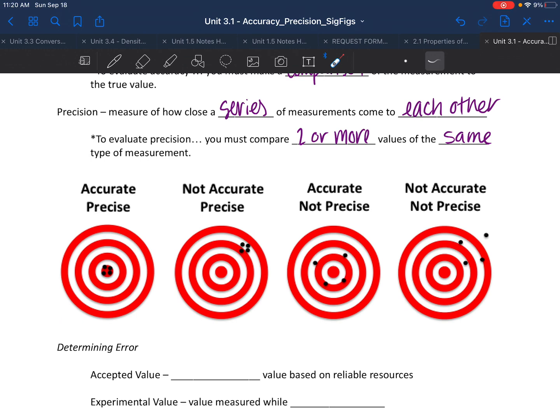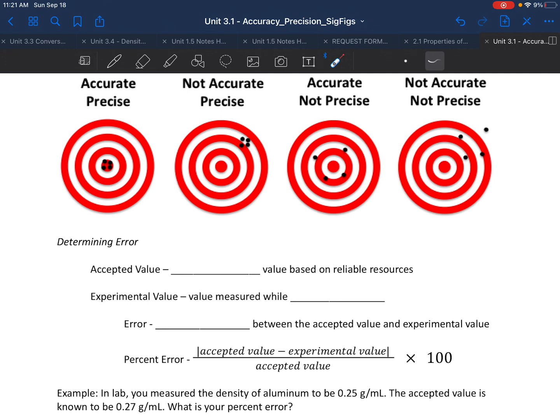As for the next one here, we're not accurate because our darts did not even come close to our true value, but we are precise because they are clustered very close. So our precision is good, our accuracy is not. The next one, I'm going to start with precision. We're not precise because of how spread out our values are, but if you were to take the average of all four of these, you would end up around the bullseye, making us accurate. And lastly, not accurate, not precise would be none of them are very close to each other and we're not even close to the true value.